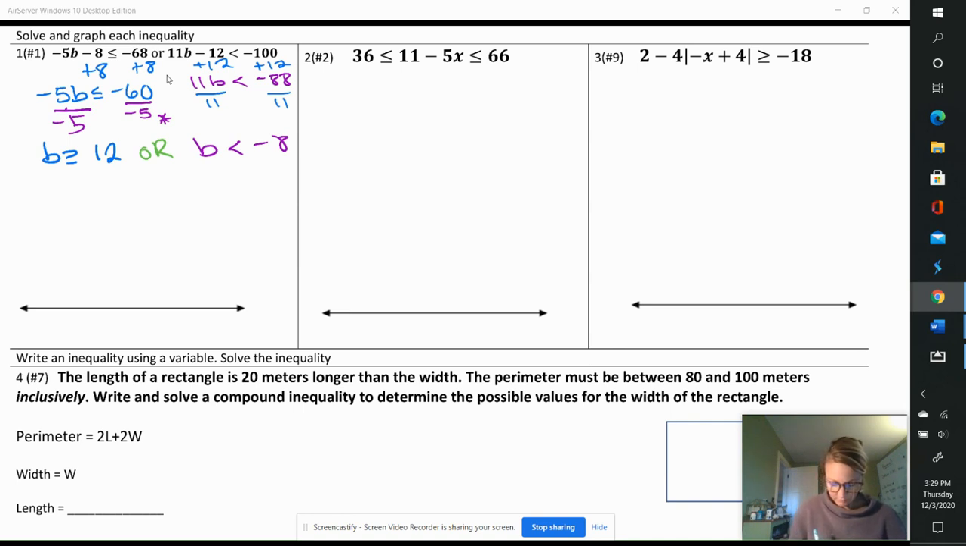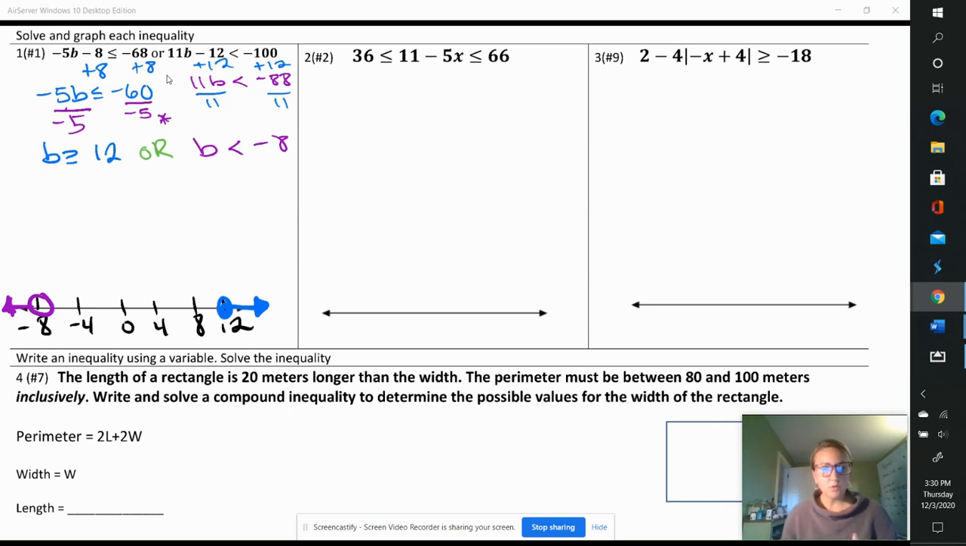So we want to fill out our number line. Feel free to increase by 4 so we can fit every value on our number line. We have b is greater than or equal to 12, or b is less than -8. So if you notice, one inequality is filled in because it can be equal to 12, and the purple side can't be equal to -8, so it is an open circle that's not filled in.